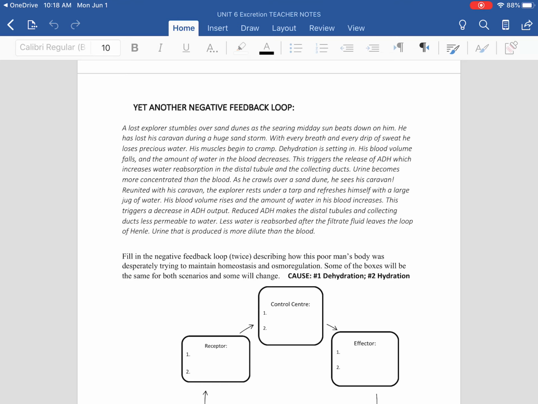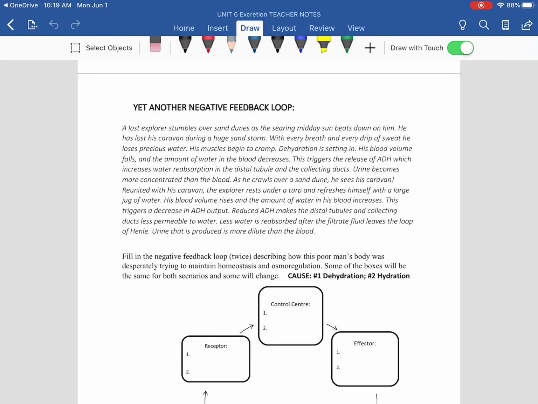As he crawls over a sand dune, he sees his caravan. Reunited with his caravan, the explorer rests under a tarp and refreshes himself with a large jug of water. His blood volume rises, and the amount of water in his blood increases. This triggers a decrease in ADH output. Reduced ADH makes the distal tubules and collecting ducts less permeable to water. Less water is reabsorbed, and the urine produced is more dilute than the blood.